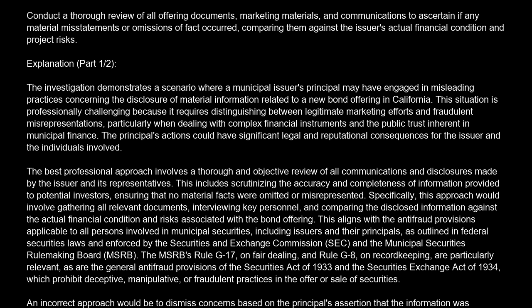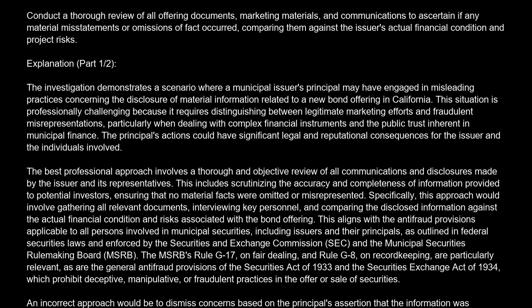This situation is professionally challenging because it requires distinguishing between legitimate marketing efforts and fraudulent misrepresentations, particularly when dealing with complex financial instruments and the public trust inherent in municipal finance. The principal's actions could have significant legal and reputational consequences for the issuer and the individuals involved.